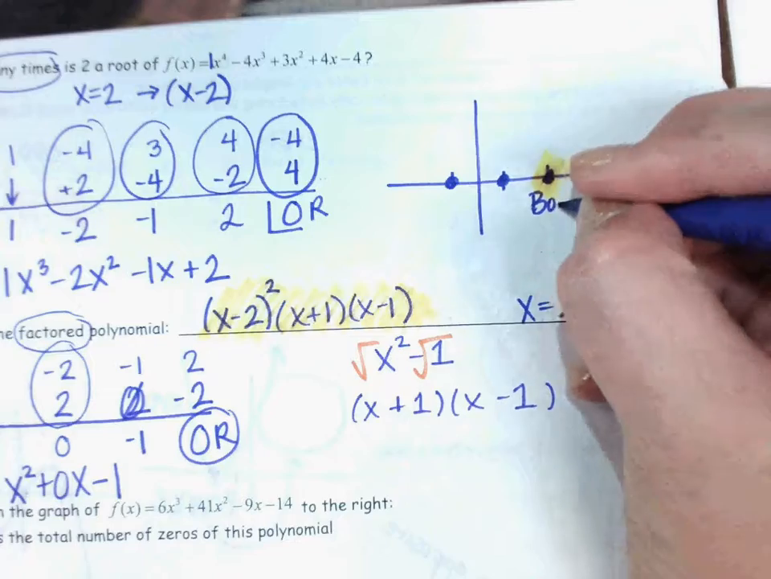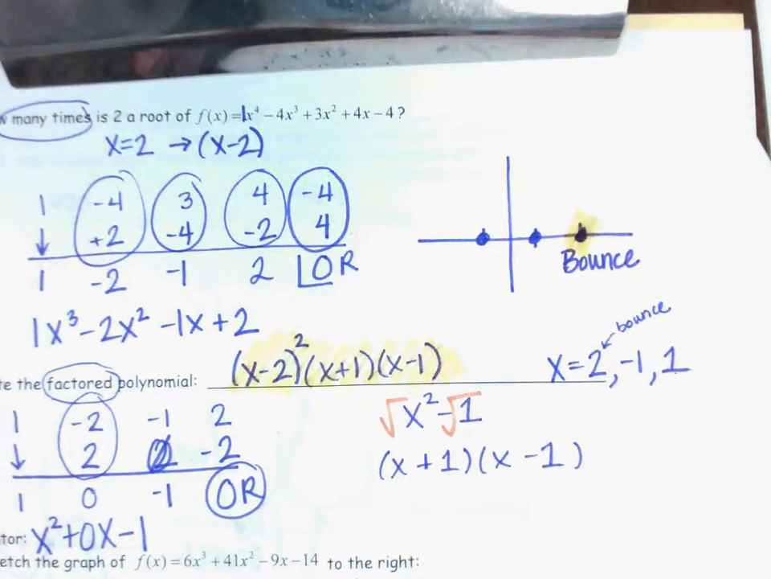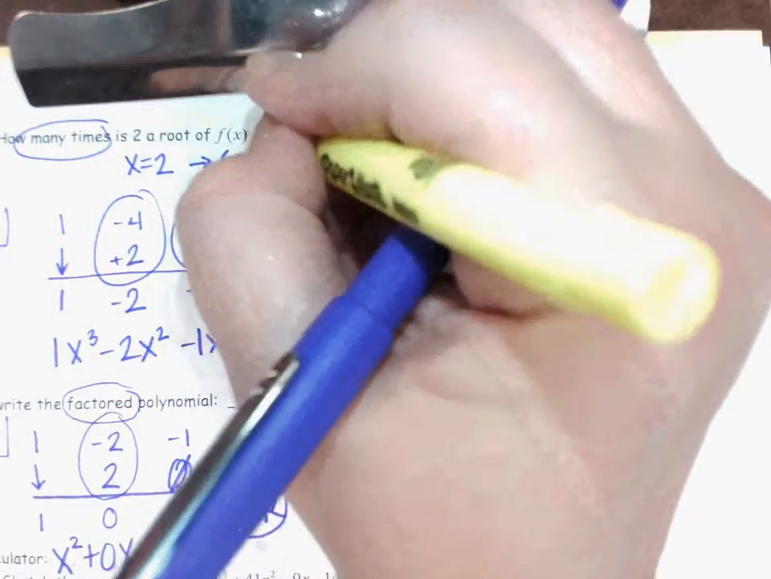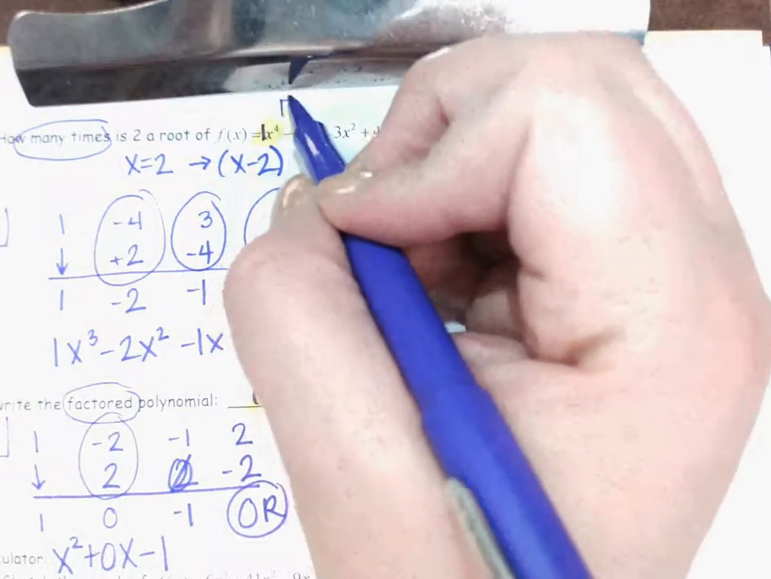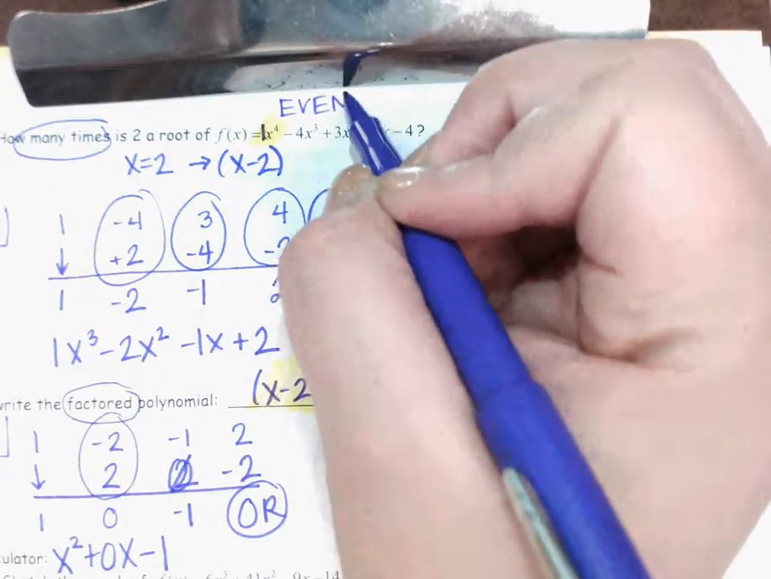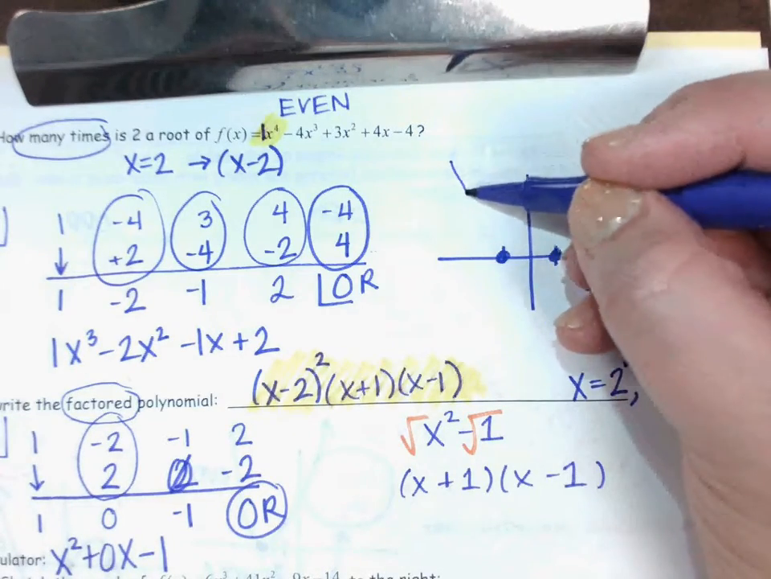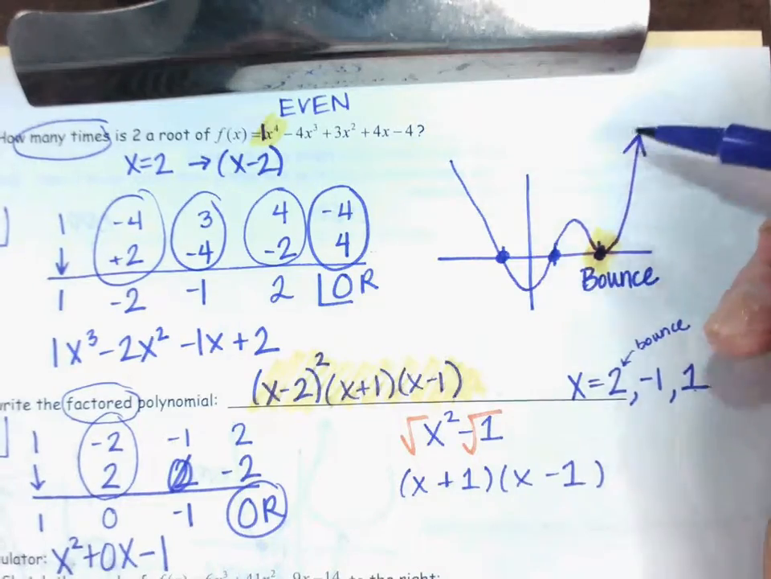Now, look at your original equation. Was it even or odd? Look at your first power. Is it even or odd? Look at the power. X to the 4. 4 is even. If it's even, the ends go together, right? So I'm going to start up here. I'm going to go down, up, bounce, up.